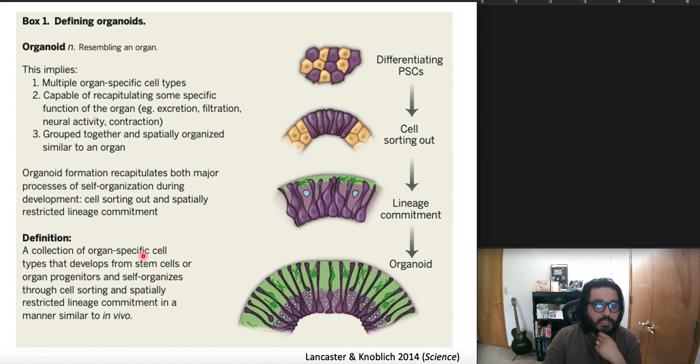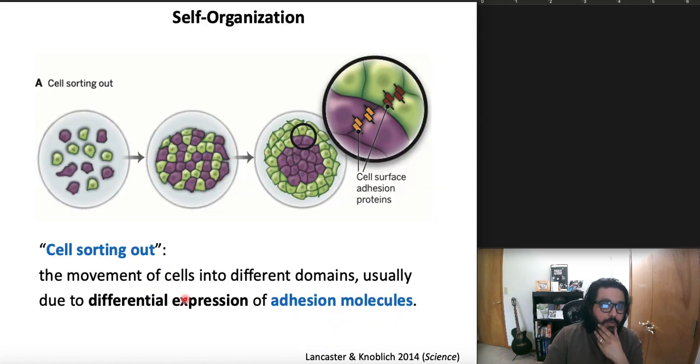Okay. Definition: a collection of organ-specific cell types that develop from stem cells or organ progenitors and self-organize through cell sorting and spatially restricted lineage commitment in a manner similar to in vivo. Okay, so what are those two concepts of self-organization?